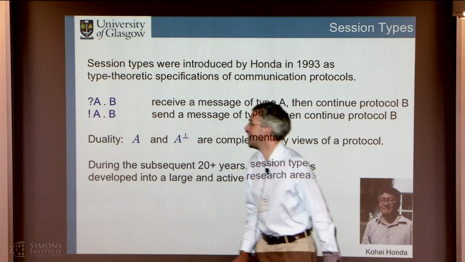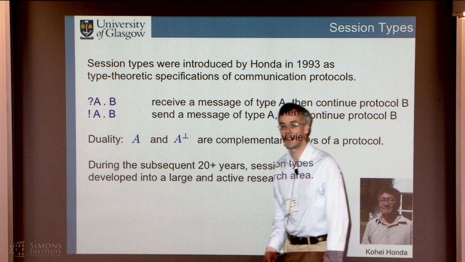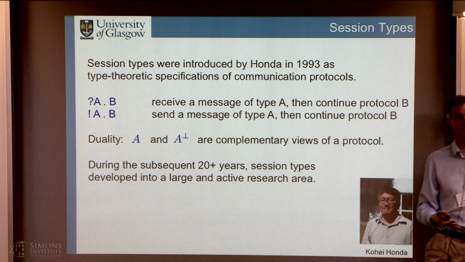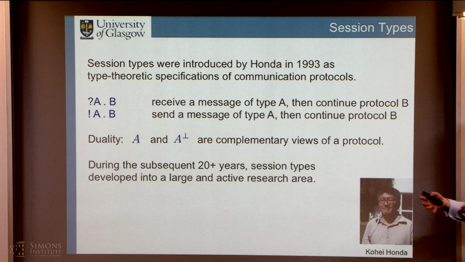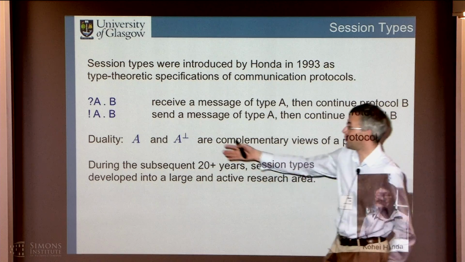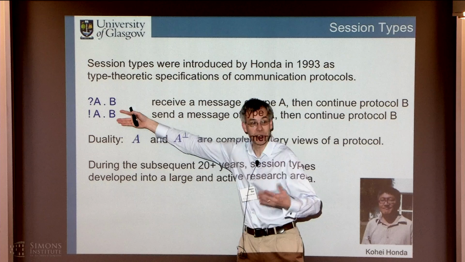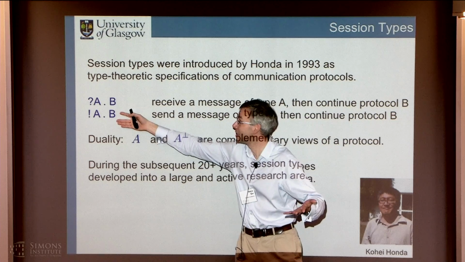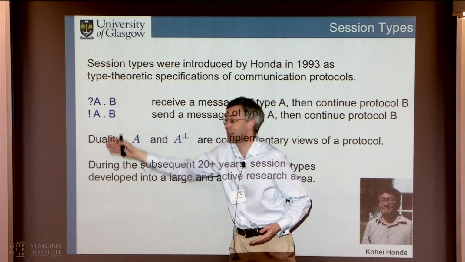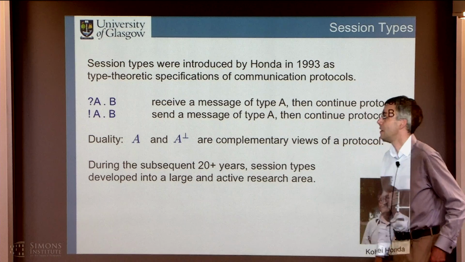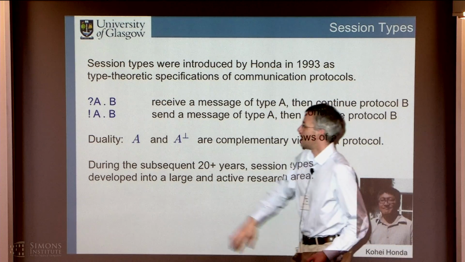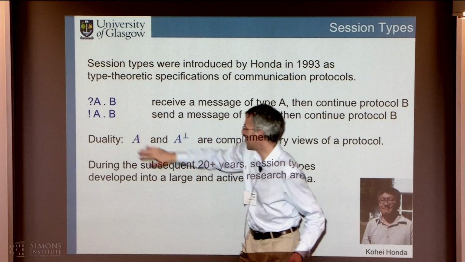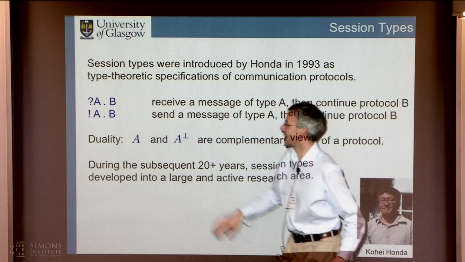So question mark means input. Input A, then B. This is a protocol which says first receive a message of type A and then continue to behave as protocol B. And dually, so the complementary description of what's happening at the other end of this communication channel, send a message of type A and then behave as B. And if these were to actually match up, the B here would have to be dualized in this way, which I didn't show.